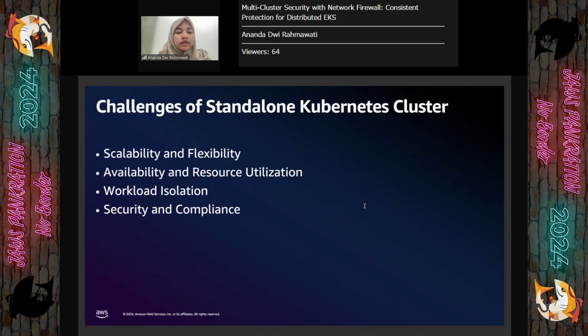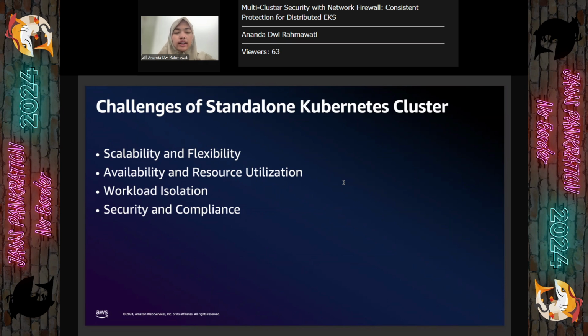And the fourth one is security and compliance. To make sure the risk is lower and we can mitigate it if one of the clusters goes down, we may need to consider building a multi-cluster Kubernetes as well, or if there are other considerations like the saturation that I mentioned before. So that's why we need to build multi-cluster Kubernetes.